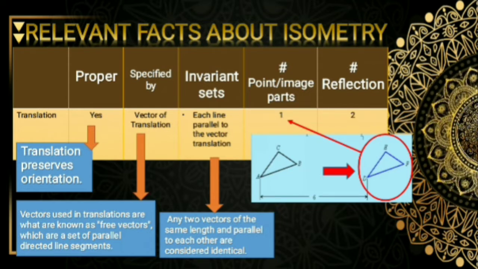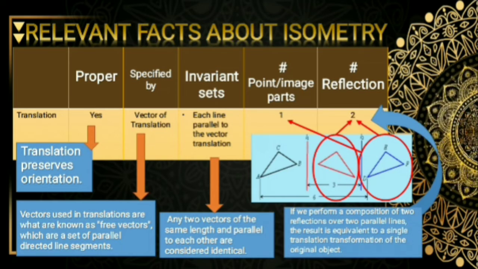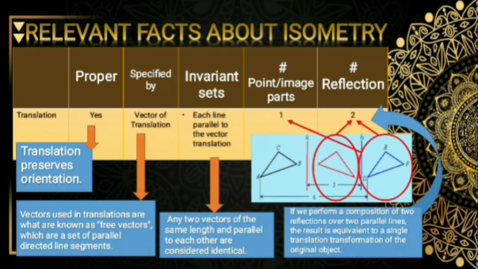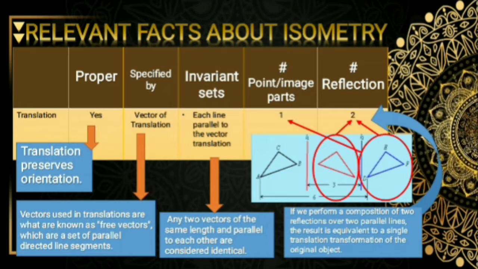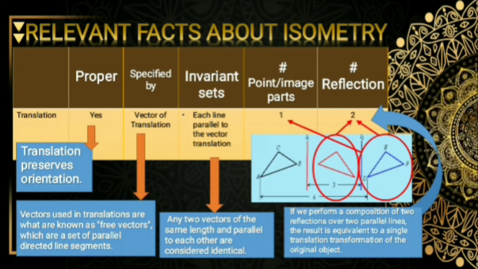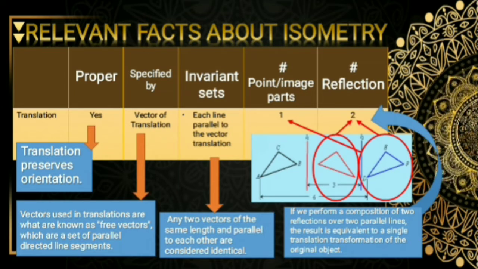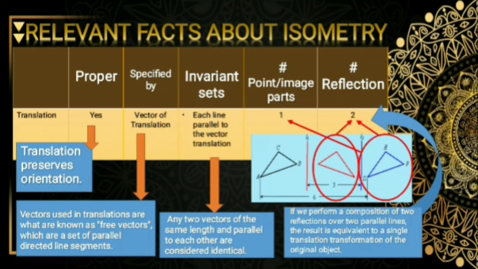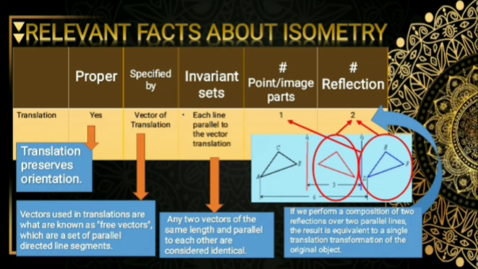When we talk of the number of reflections, if we perform a composition of two reflections over two parallel lines, the result is equivalent to a single translation of the original object. As you can see in the example, the object is reflected, which means the image will have a different orientation, facing another direction. Then, that image is reflected again and faces the direction opposite to it. But if you look at it, didn't that last image face the same direction as the object? From the object to the last image, it is like disregarding the middle image. The object is translated, thus ending up as the last image. Therefore, we can now say that there are two reflections in translation.